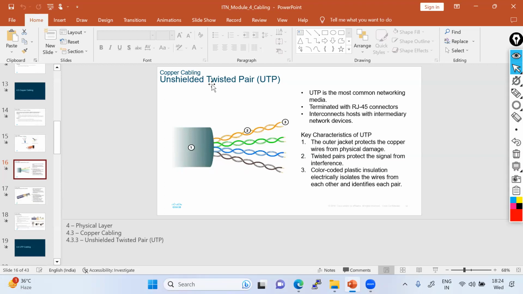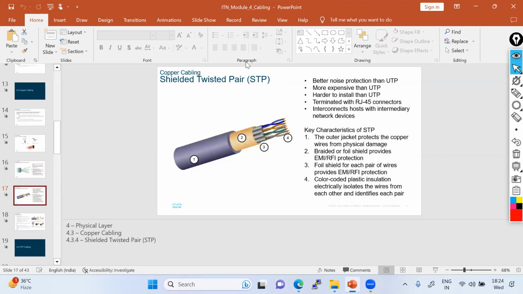So this is the unsealed twisted wire cable. But if we talk about the sealed, you can say it's well coated. Inside this cable, we have twisting, but they are again sealed coated, twice, thrice sealed coated. So you can say one coat, second coat, and third coat, so a total of 3 coats are there. So better noise protection. It's better than unsealed, right? Noise is less, more expensive, right? Harder to install, right? Terminate on the RJ45 connector.